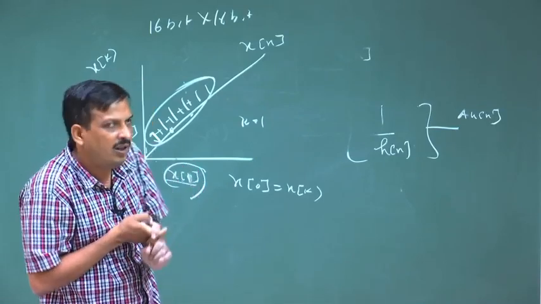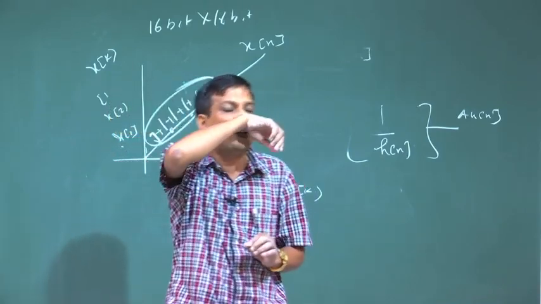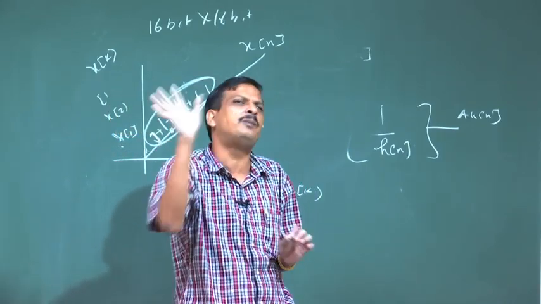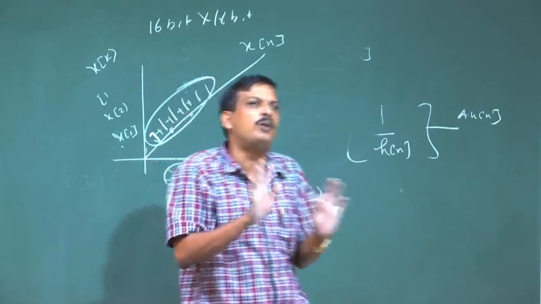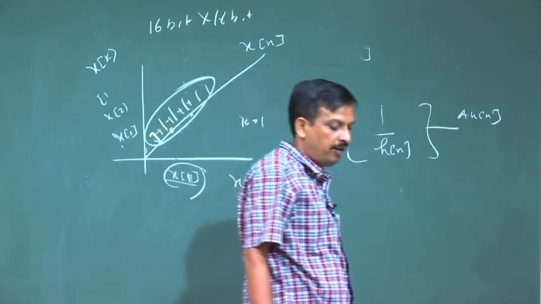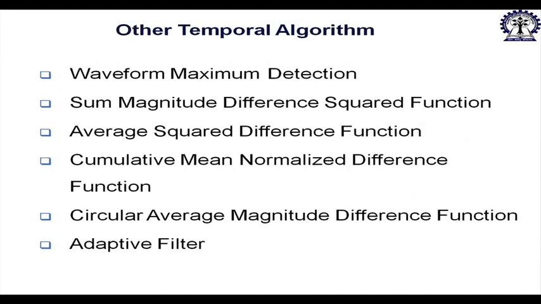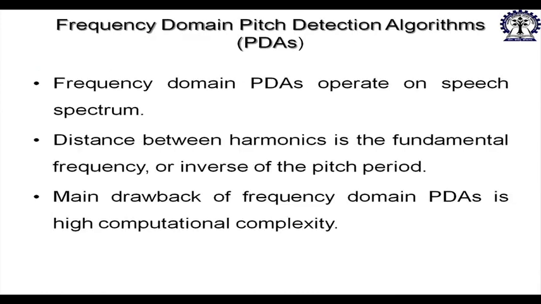Okay. So, autocorrelation is highly used, and AMDF, the average magnitude difference function, is used when a rough average estimation of f0 is sufficient and the computational complexity must be very low. There are other algorithms also, like maximum detection and magnitude difference methods. Other methods include adaptive filtering, circular average magnitude difference function, and cumulative mean normalized difference function. So, all these other methods are also available.